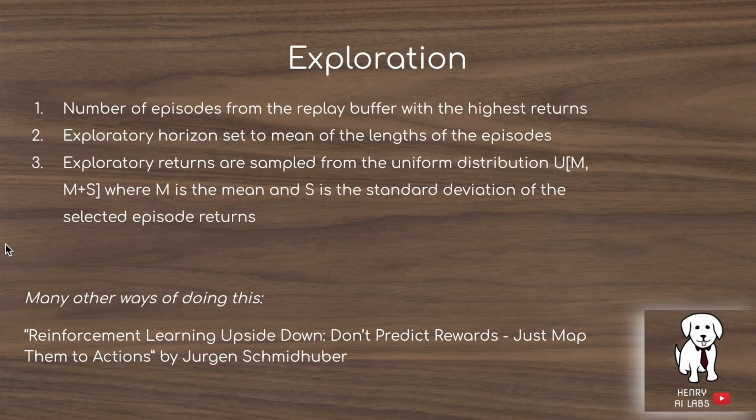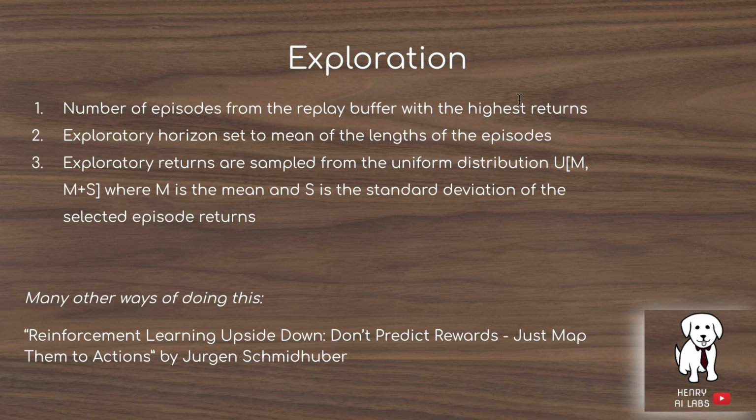Like many other reinforcement learning problems, upside-down reinforcement learning has to trade off exploration and exploitation. So the way that they do this is that they sort the replay buffer according to the highest returns that they've seen so far. And then they sample the horizon, that is, the part of the command input, based on the mean of the lengths of the episodes.